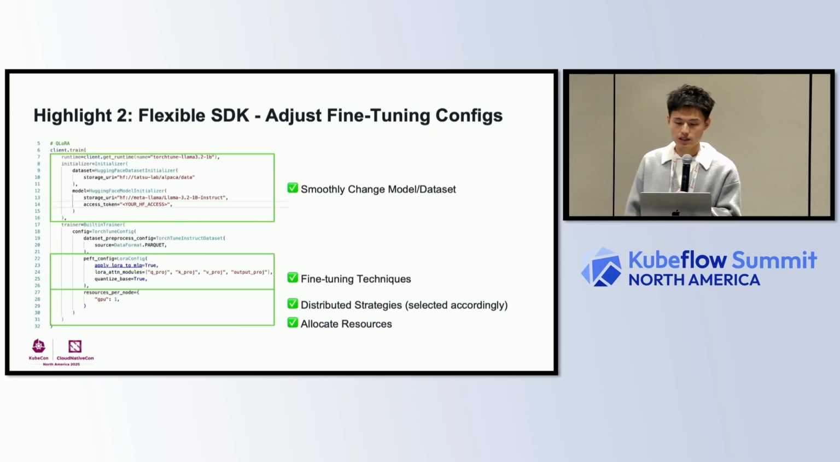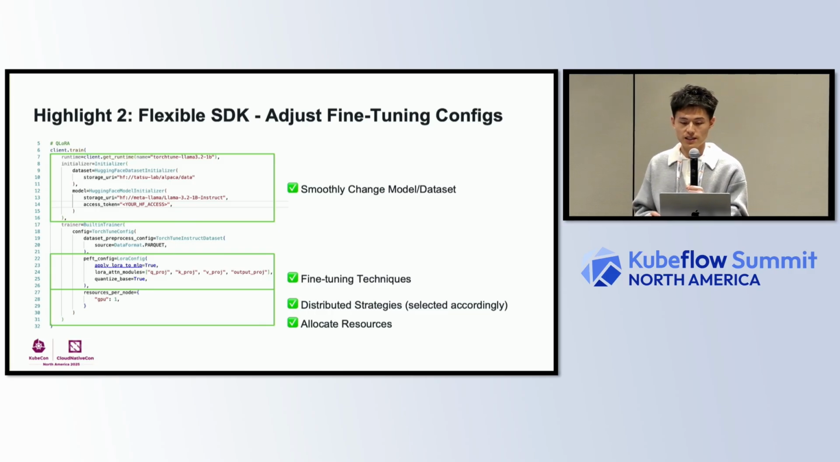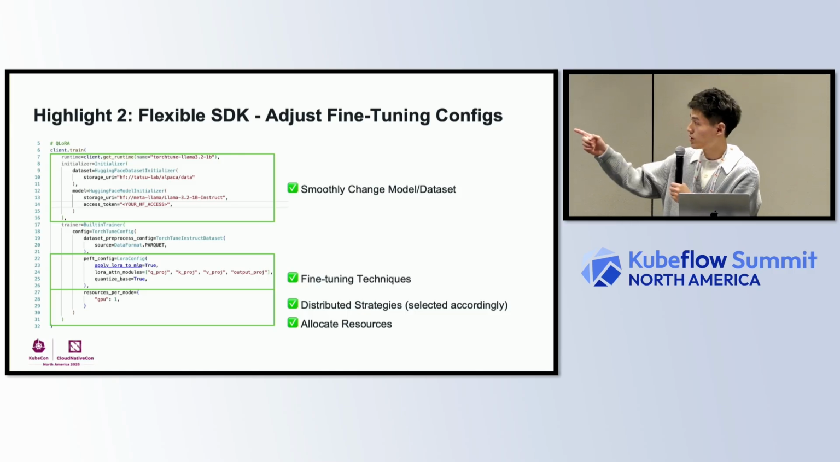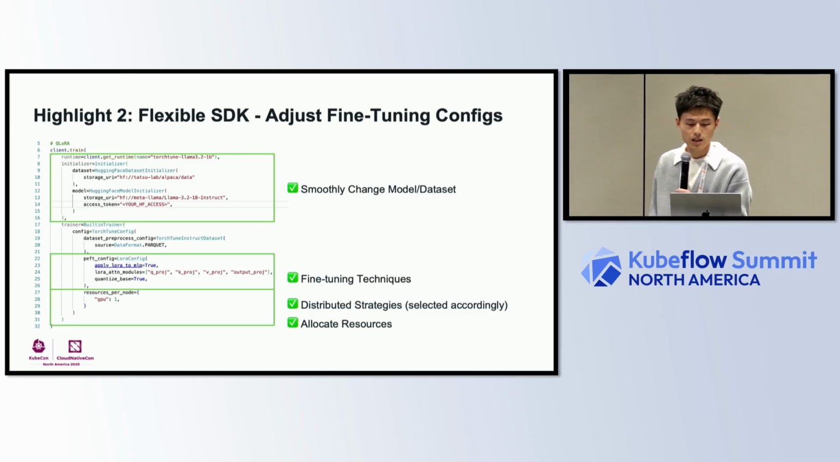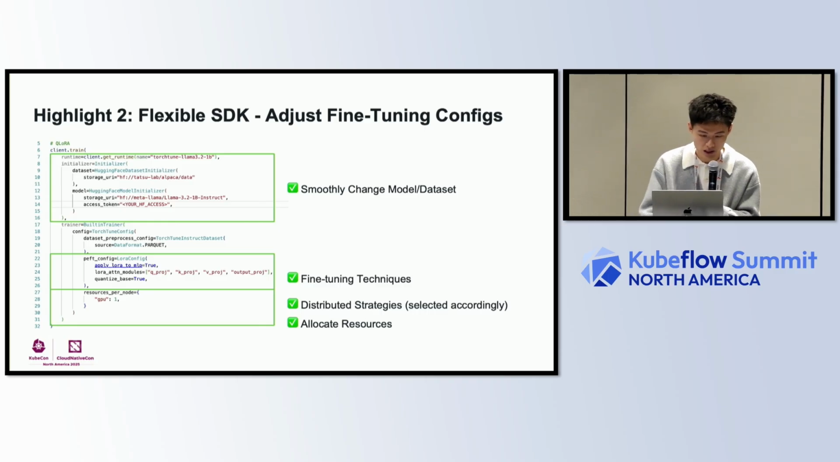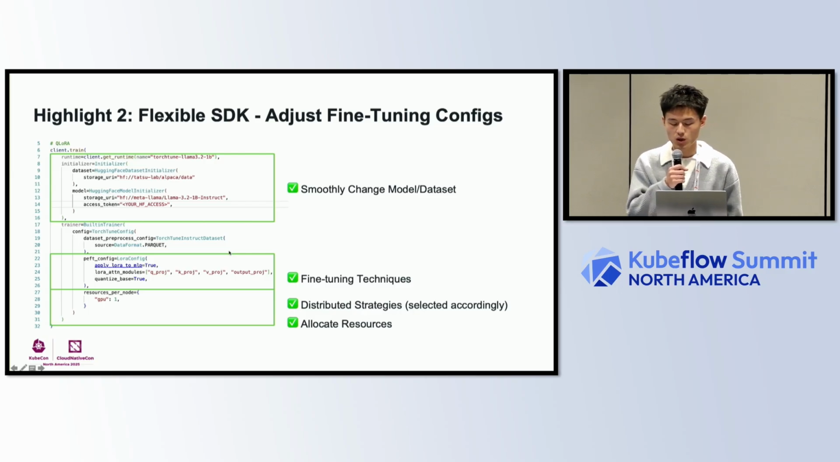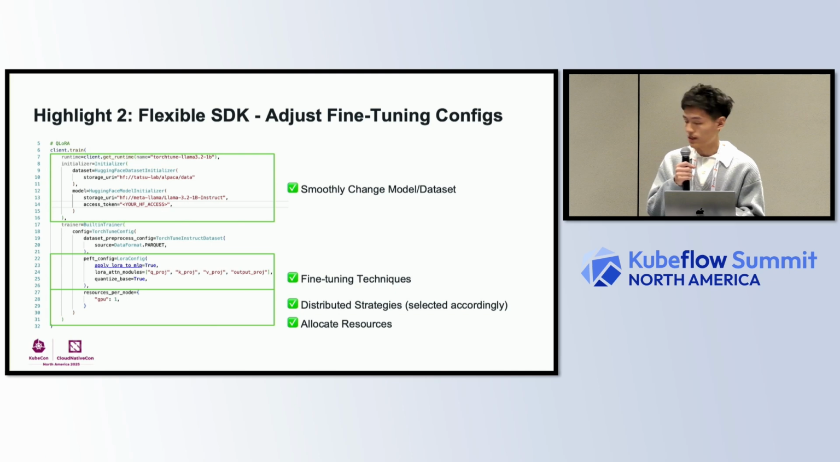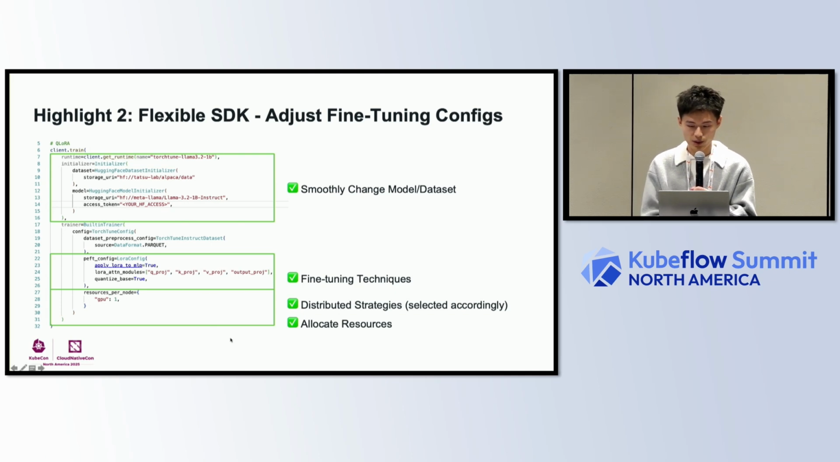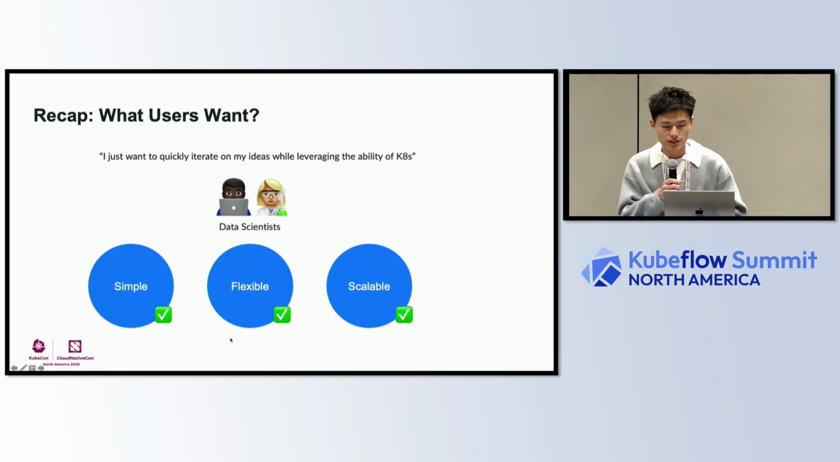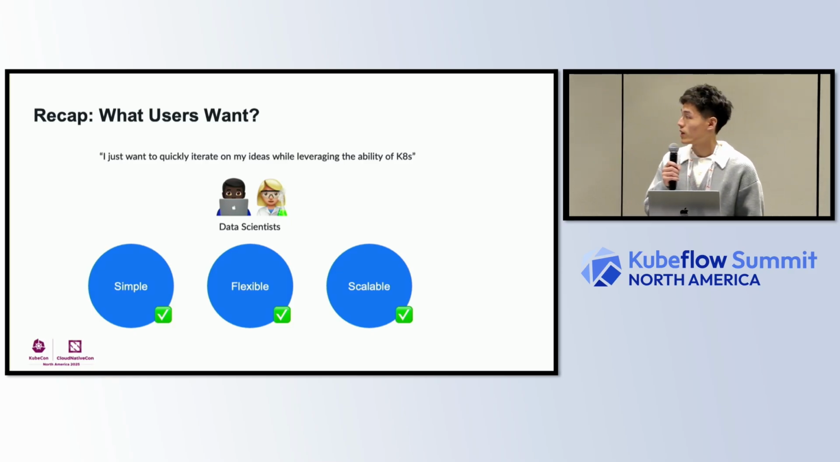And next, data scientists can customize this workflow if they do not want to use the default settings. Like the example shows, users can smoothly change the base model and the datasets. And you can use LoRA fine-tuning techniques if they do not want to fully fine-tune the model, and assign GPUs to each training node. This design makes fine-tuning on Kubernetes flexible and scalable.